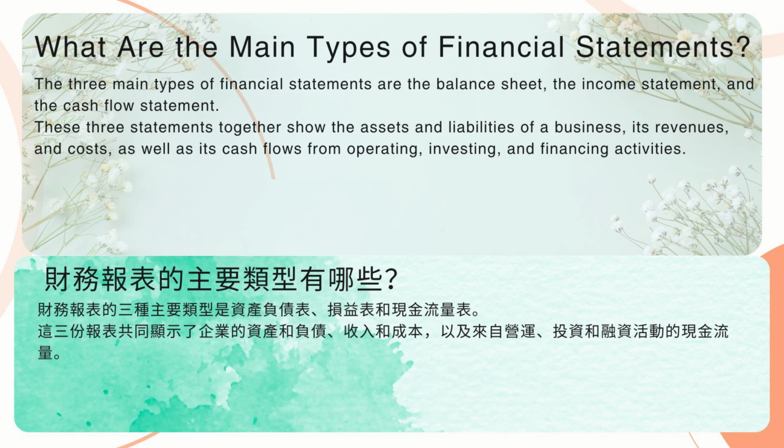What are the main types of financial statements? The three main types of financial statements are the balance sheet, the income statement, and the cash flow statement. These three statements together show the assets and liabilities of a business, its revenues and costs, as well as its cash flows from operating, investing, and financing activities.